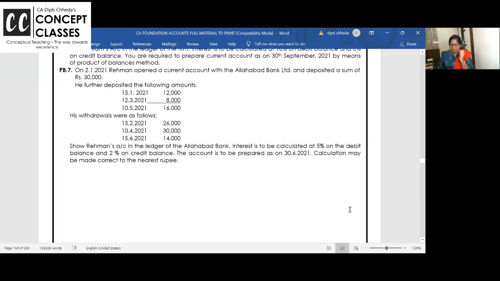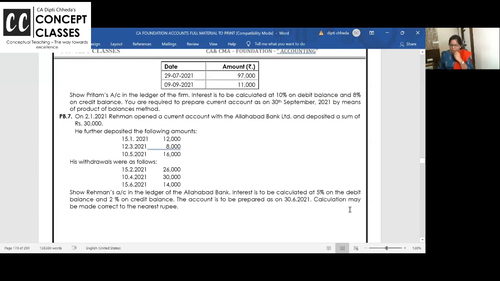You have to read it carefully. Rahman opened a current account with Allahabad Bank and deposited 30,000 in the beginning. Again, deposits and withdrawals are there. On debit balance, calculate 5% interest, and on credit balance, 2%. Now prepare the account from January to June. Calculations are to be made in rupees. Don't use the decimals. We were doing up to 2 decimals till now, so now it is not needed. Make the columns with me.